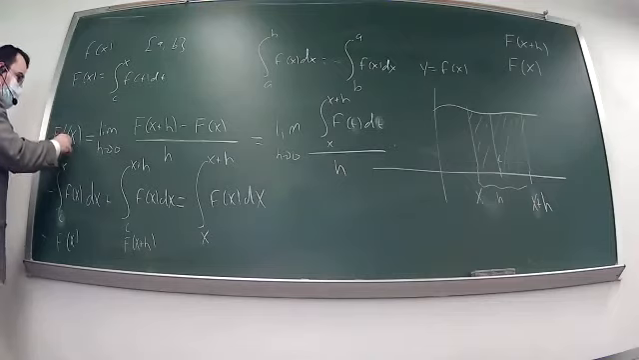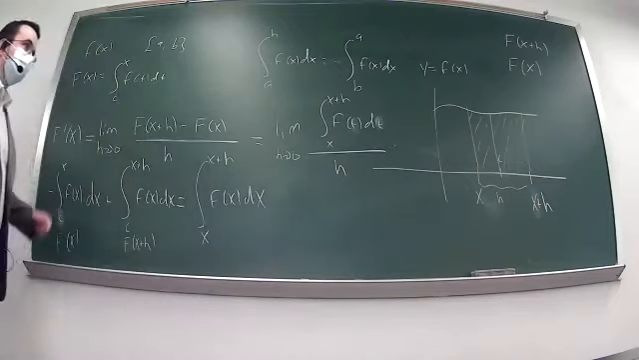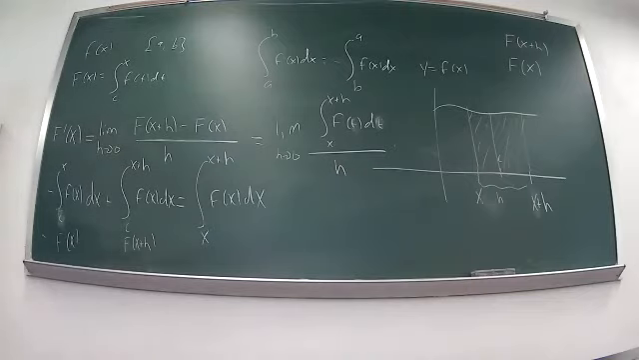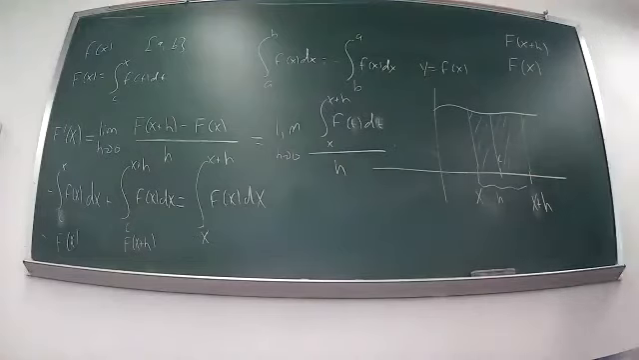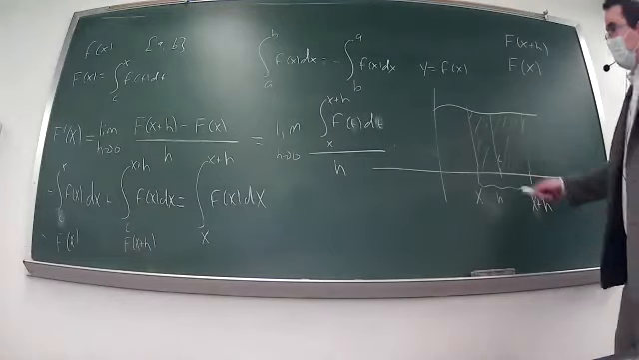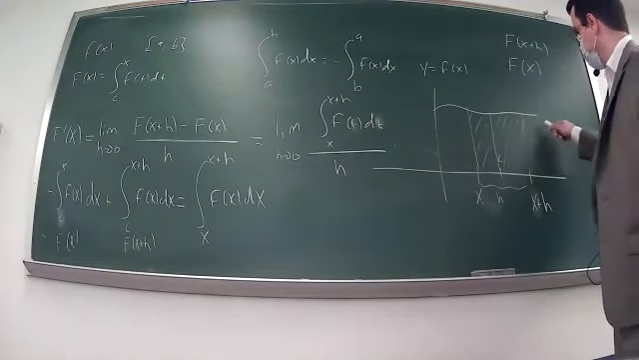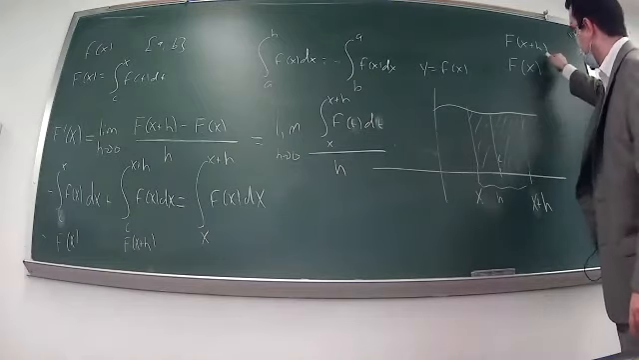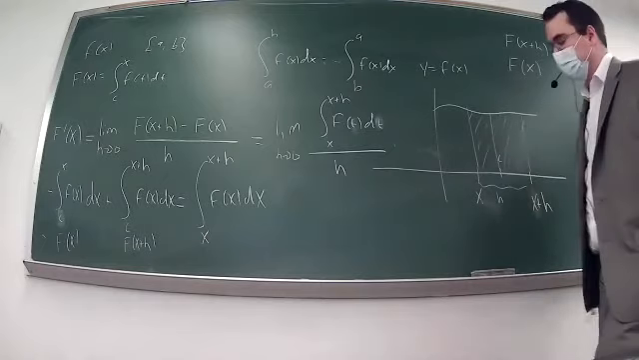So f prime of x is the limit as h goes to 0 of f of x plus h minus f of x. And then, getting an idea from the picture, but not depending on the picture for the proof, try to see what's going on. So this capital F of x plus h was like this area under the curve from h to x plus h.